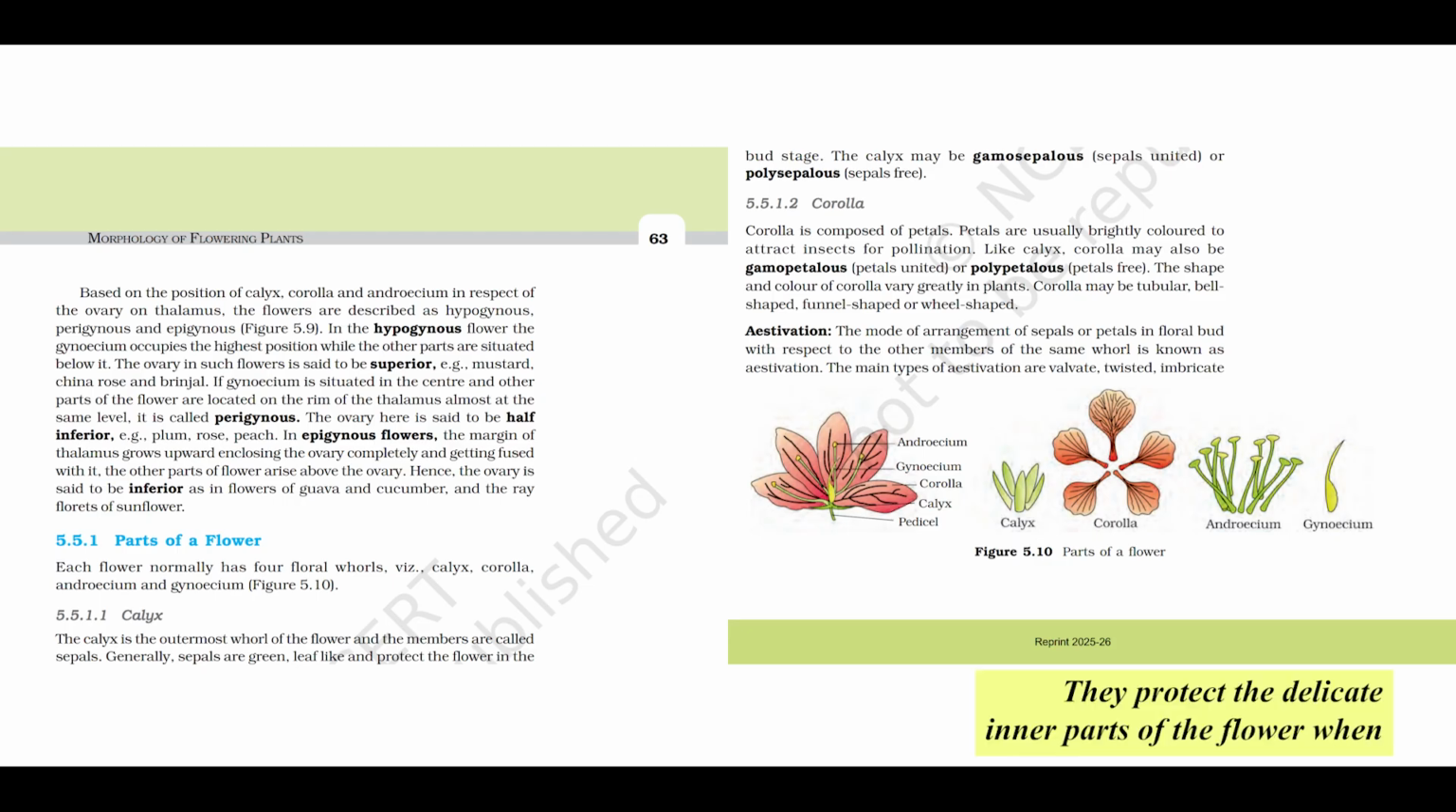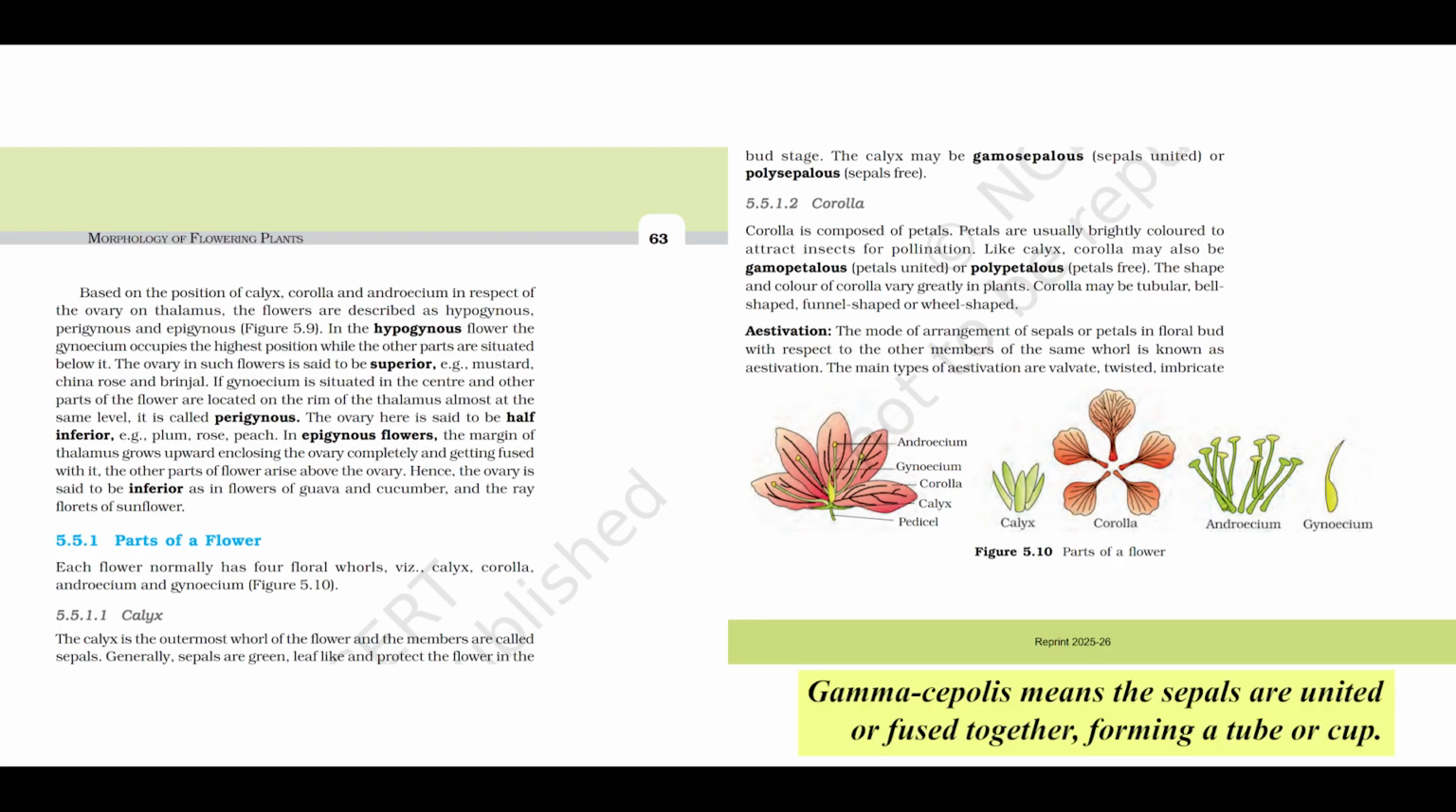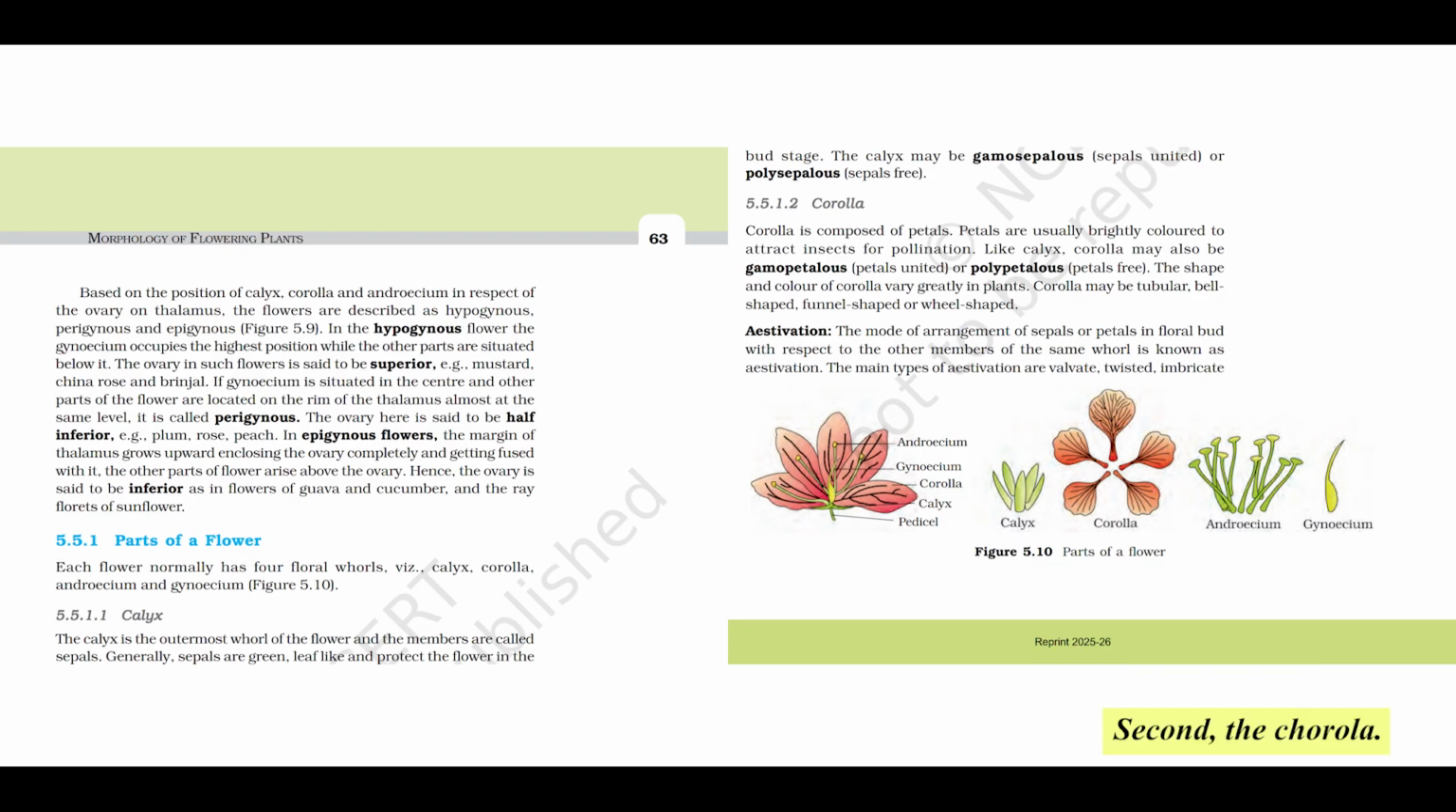Primarily, yes. They protect the delicate inner parts of the flower when it's still in the bud stage, acting like a protective casing. Now, in terms of their cohesion, meaning how they relate to each other, sepals can either be gamosepalous. Gamo means united. Correct. Gamosepalous means the sepals are united or fused together, forming a tube or cup. Or they could be polysepalous, where poly means many or free, so the sepals are free and separate from each other.